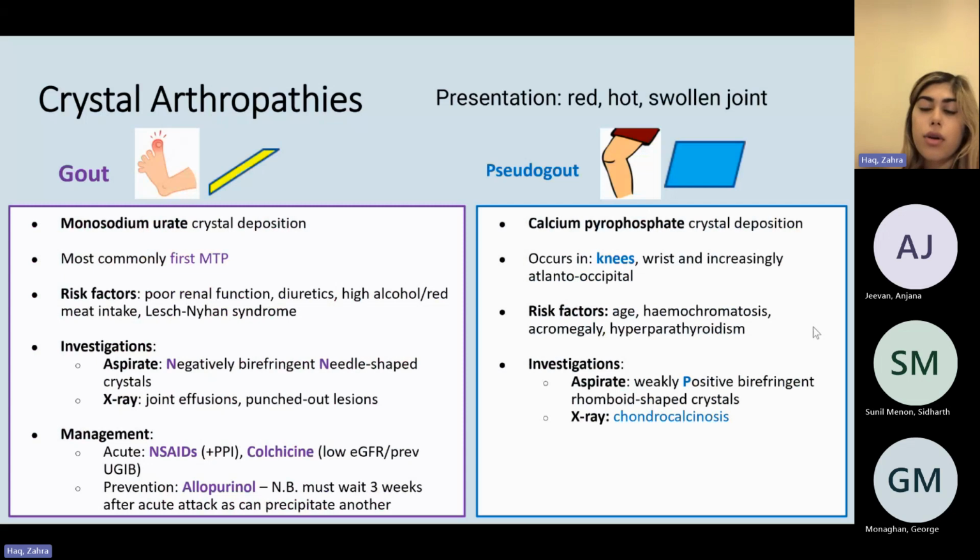In the X-rays, we get chondrocalcinosis, which is basically just a snazzy term for calcium deposition in the cartilage and the articular cartilage. Management is NSAIDs and steroid injections.